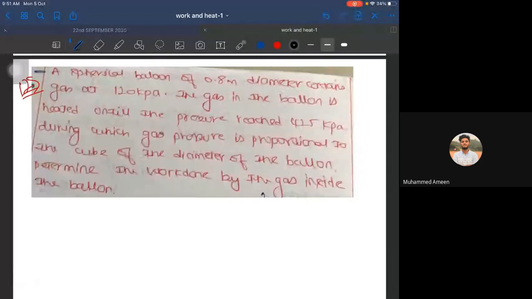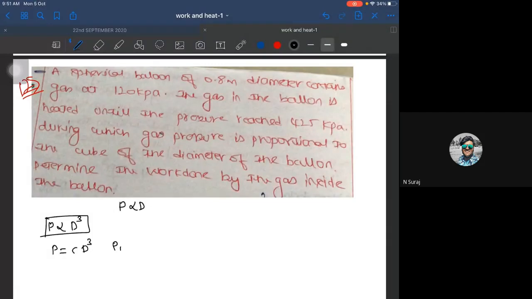Just refer to the previous problem and this problem. Pressure is proportional to the cube of the diameter of the balloon. Exactly. So in this problem, the pressure is proportional to the cube of the diameter, that is, d cube. In the previous problem, it was pressure proportional to d. That's the only difference in this particular problem. Rest all is the same, the approach and all. So you can just take P equals C times D cube.